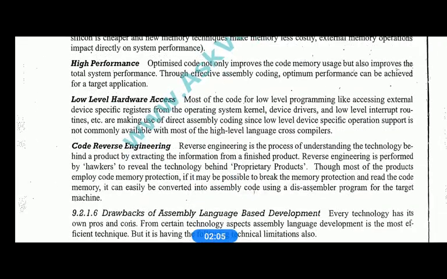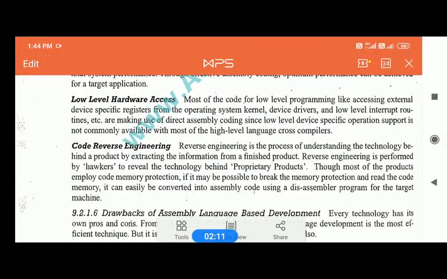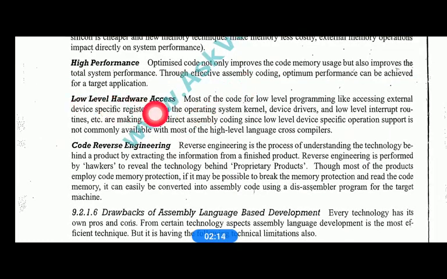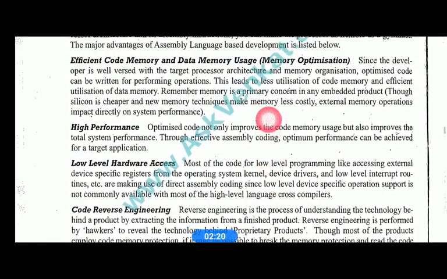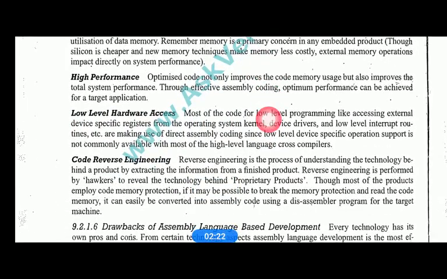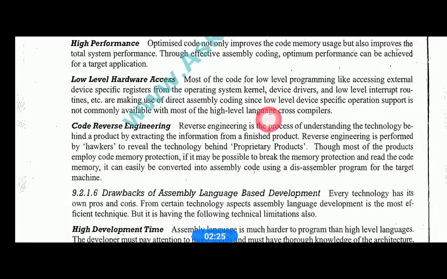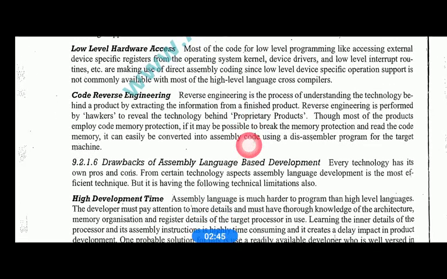Then you have low level hardware access. Low level hardware access is the next advantage we have when you use assembly level language, because most of the code for low level programming, like accessing external devices and specific registers from the operating system, kernel, device driver, low level interrupt routine, etc. Therefore, the hardware access here is low level, because you know the architecture and how you have to utilize it.